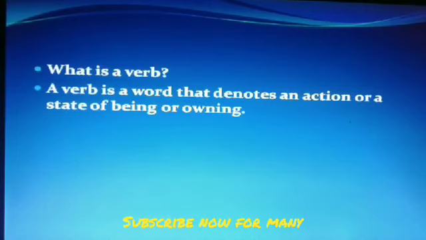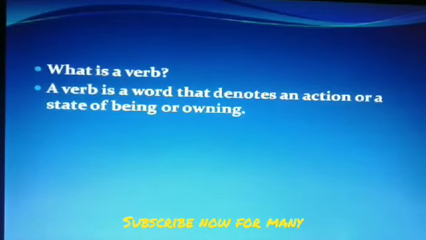First, it denotes an action. That means an activity, doing something. It may be physical or mental activity. A state of being, the position, the condition somebody is in, is the state of being, or owning something, to have or to get something, to own something.